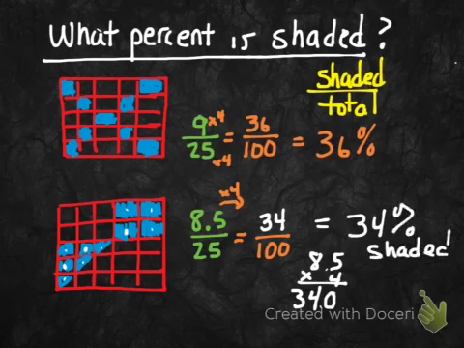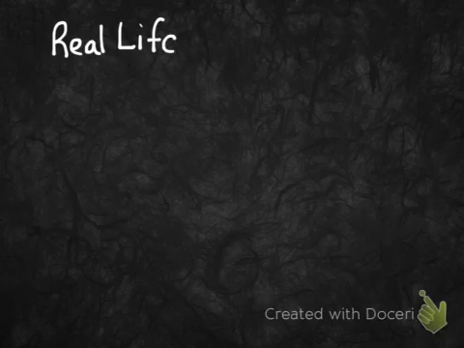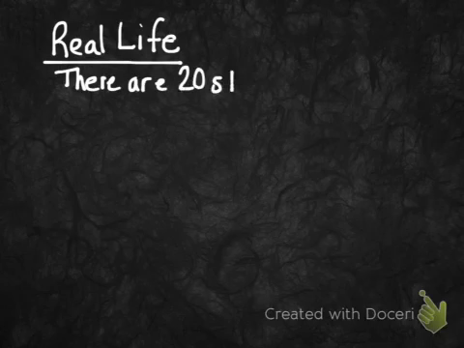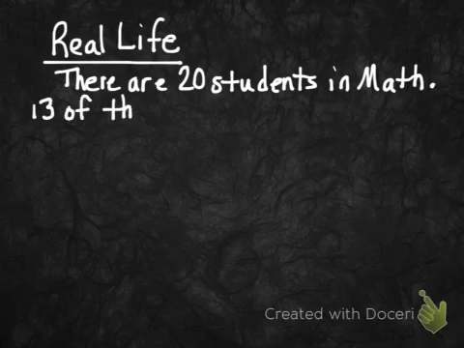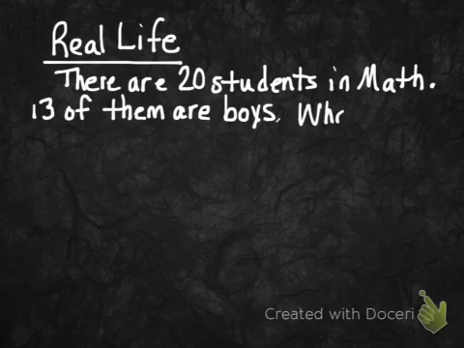Okay? You should also be able to look at a word problem and write a percent from that. A very simple, very basic percent. We're going real easy today. Here's the real life one, and you have another one there on your paper, but we're going to do just one here. There are 20 students in 4th hour math. 13 of them are boys. What percent are girls? So there are 20 students total, 13 are boys. The question is, what percent of them in math are girls?